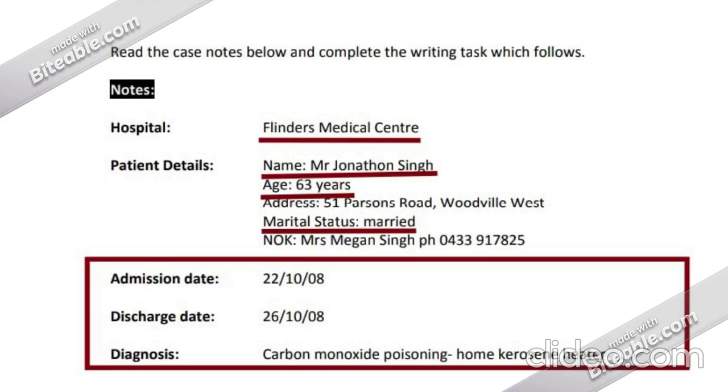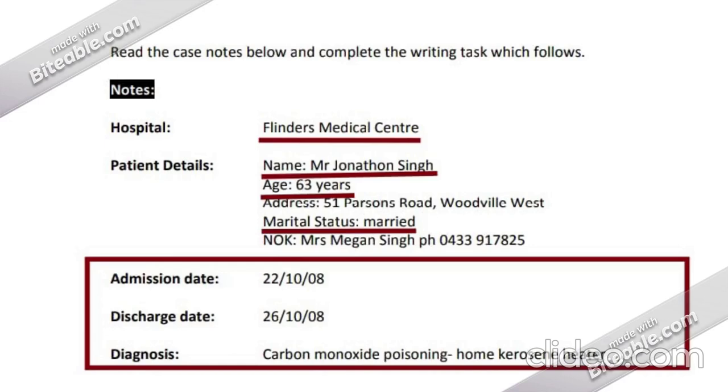Whenever you read it, please try to mark or underline the relevant data. In the letter task, you will have three types of data: relevant data, irrelevant data, and semi-relevant data. All relevant data have to be included in your letter, and irrelevant data you have to exclude. Semi-relevant data is your option; you can write it or you can exclude it. So whenever you read, just mark it.